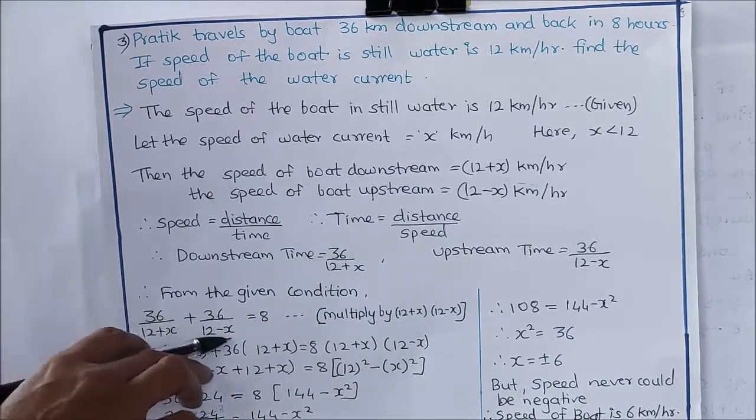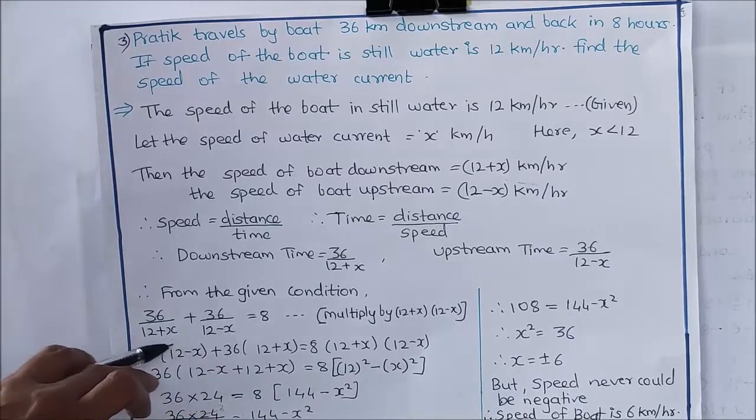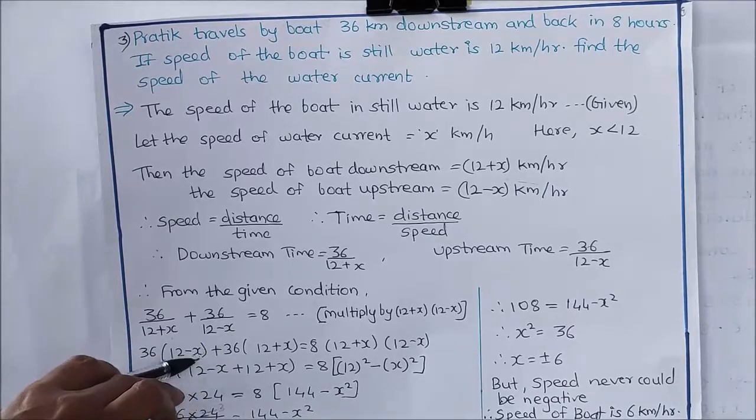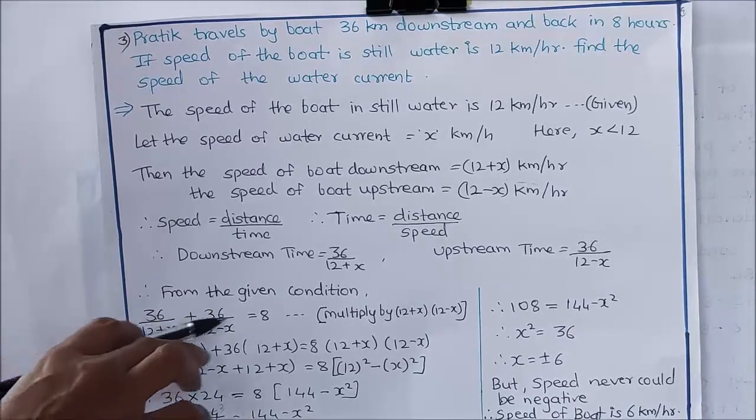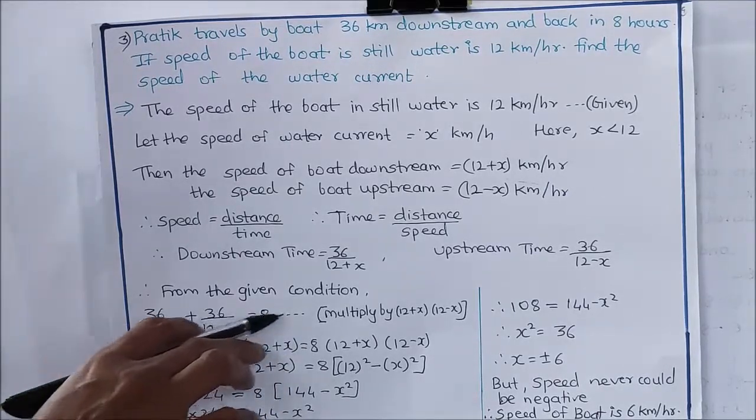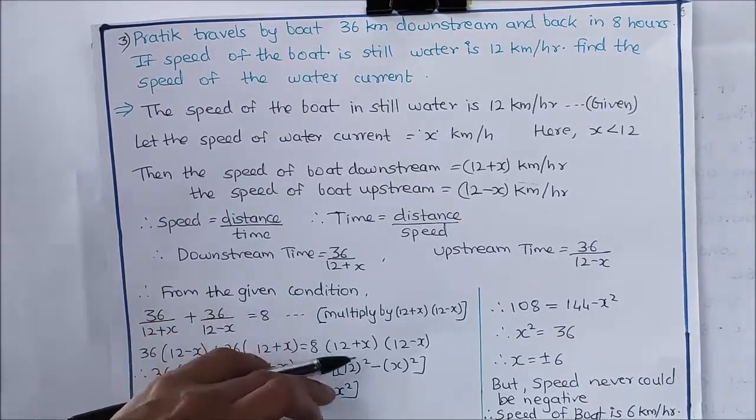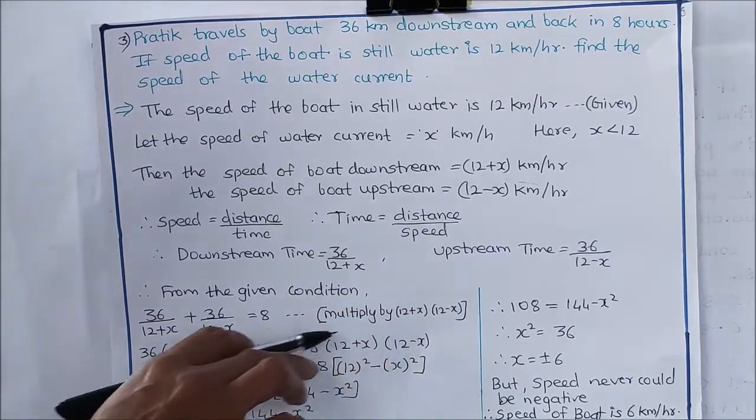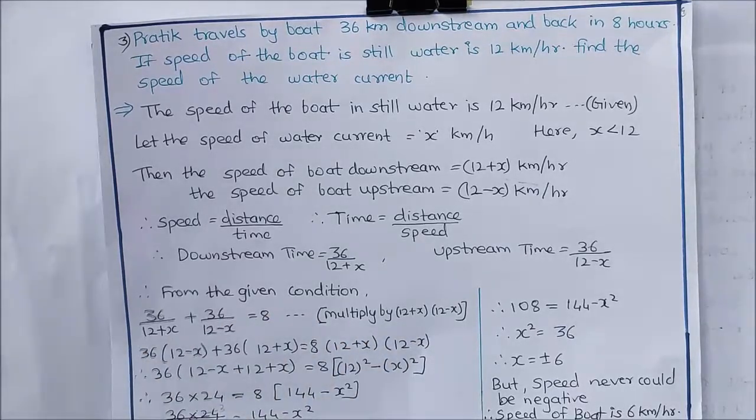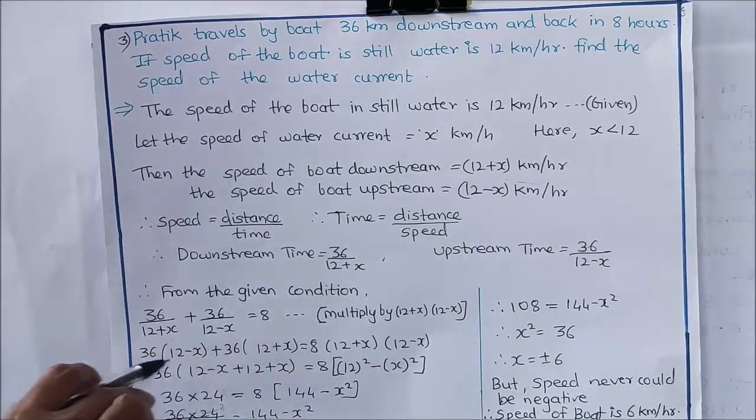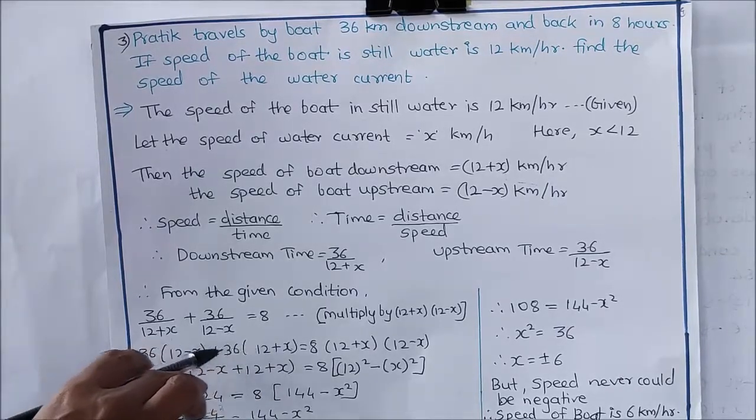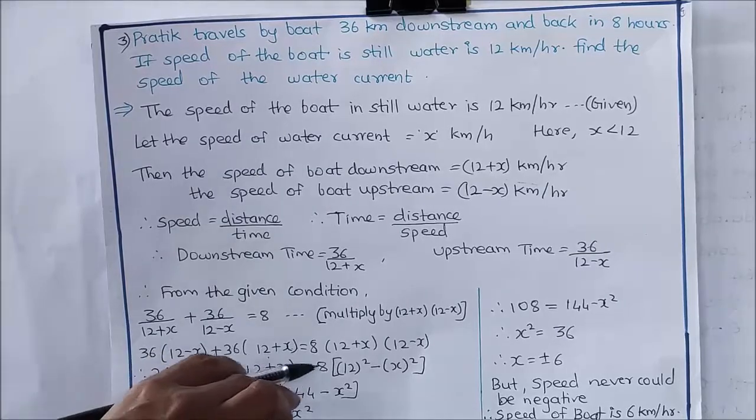Now, we will do cross multiplication to equate the denominators. So, 36 into bracket 12 minus x plus 36 into another bracket 12 plus x equals to 8, and we will take this to the right hand side, that is 12 plus x and 12 minus x. One bracket will write 12 plus x and the other bracket 12 minus x. Now we will multiply this. In this 36 is common, so what remains? 12 minus x plus 12 plus x equals to 8.